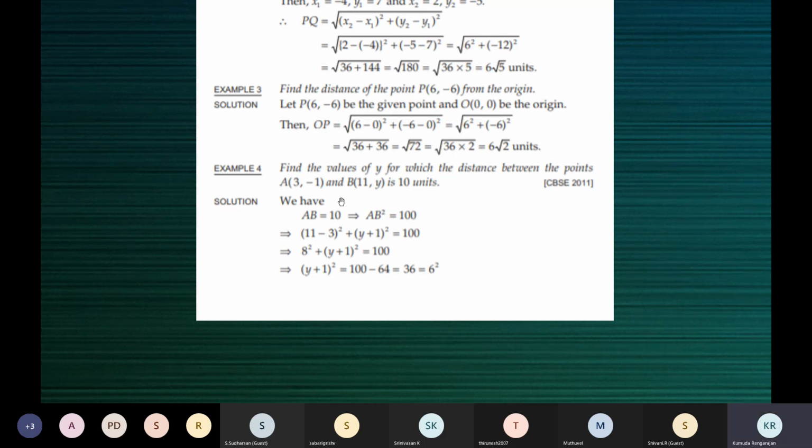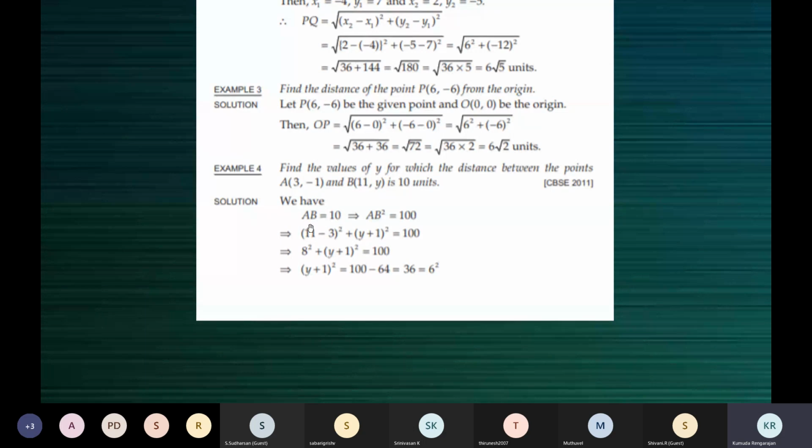Okay, so here in example 4, we have these 2 points A and B. You know the address of A, but the address of B is incomplete. The y coordinate of B is unknown. We know the address of A, but we don't know the y coordinate of B. But we are given that the distance between the 2 points is 10 units. That means we know AB is 10.